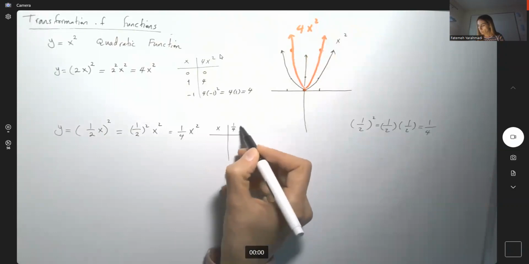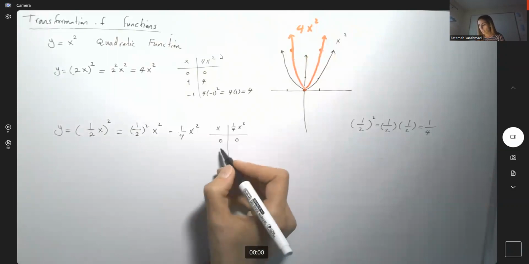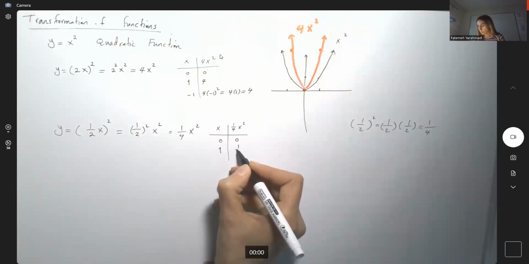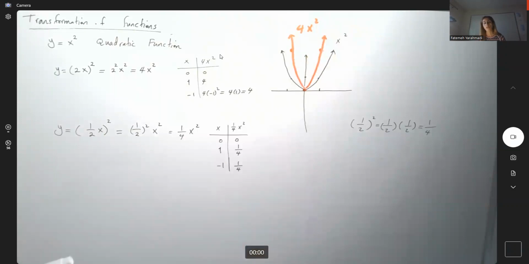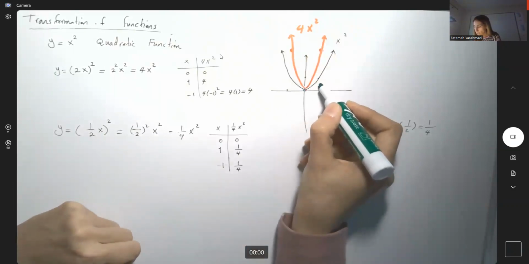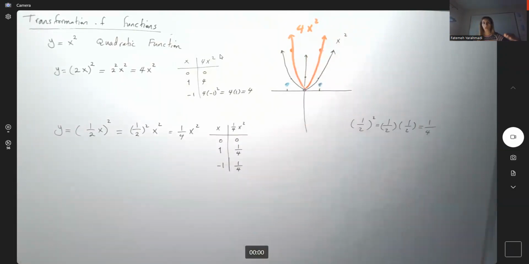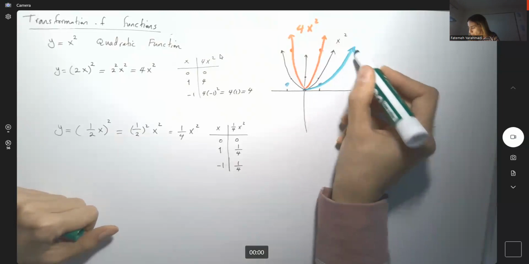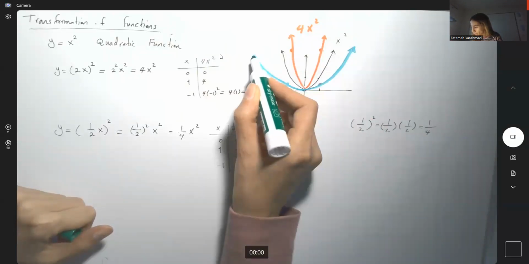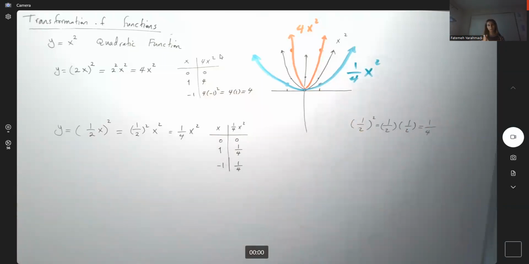X and 1/4 x squared. When x is 0, you get 0 back. When x is 1, you get 1/4. When x is -1, you get again 1/4. So take a look at this now. 0 and 0, 1 and 1/4. The graph becomes wider. So this is my behavior of the function. This is my 1/4 x squared.